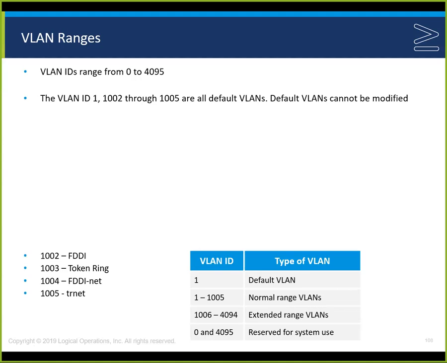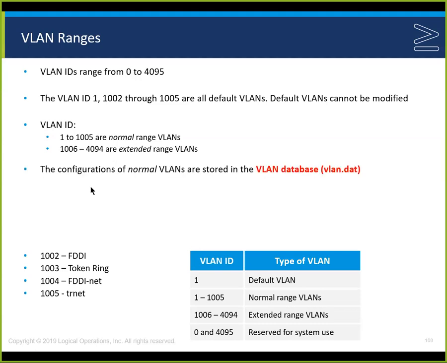VLAN 1 and 1002 to 1005 are all default VLANs. The default VLANs can't be modified. These are the ones, again, I guess I should have just done the bullets here. 1 to 1005 are in the normal range. 1006 to 4094 are in the extended range of VLANs.